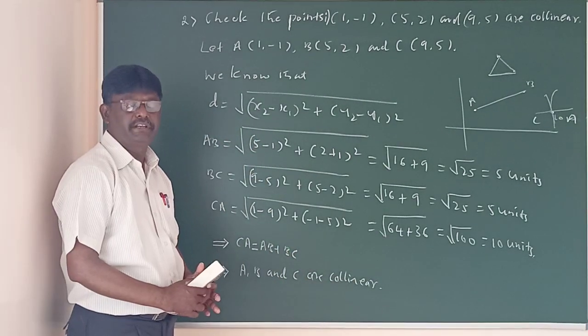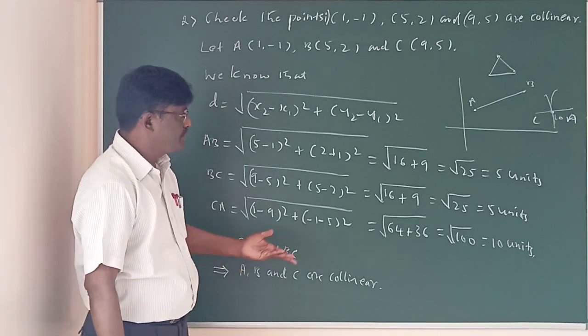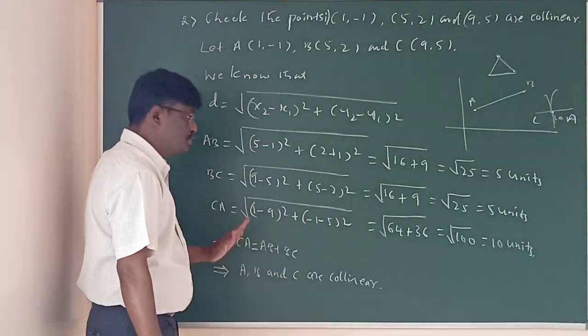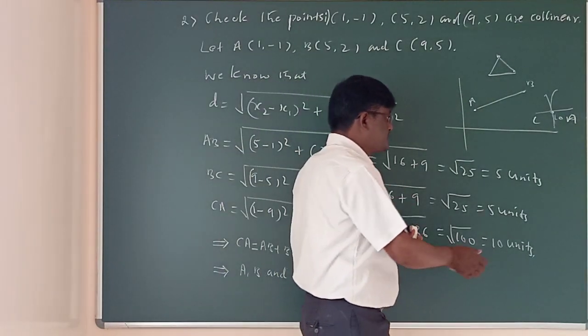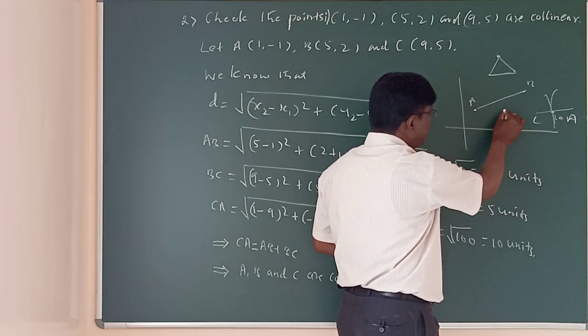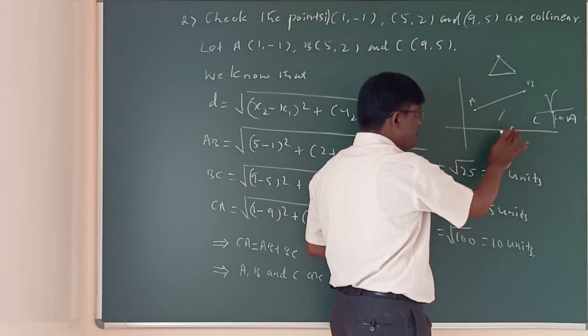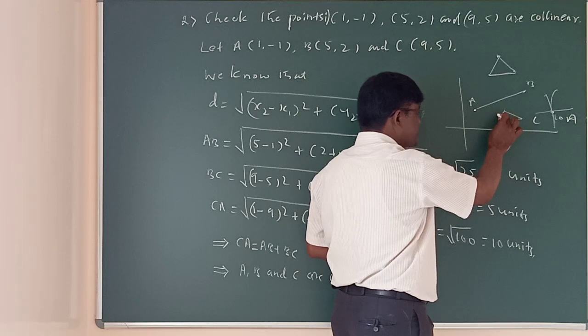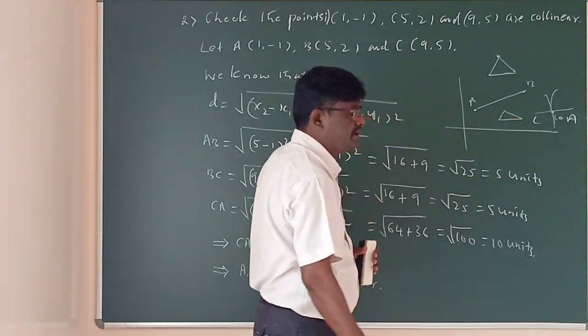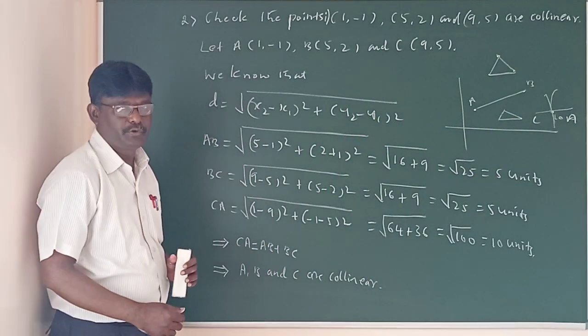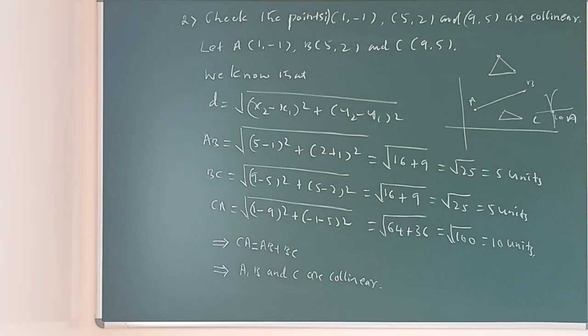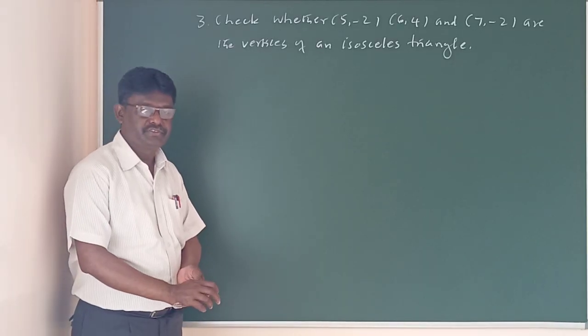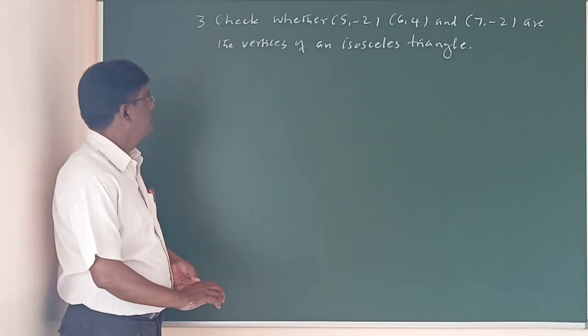Okay, cannot be collinear. Non-collinear means what? To construct a triangle, the sum of any two sides must always be greater than the third side. Okay, children. The third sum is this.